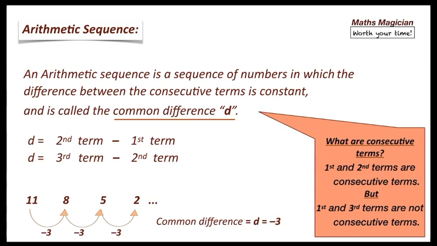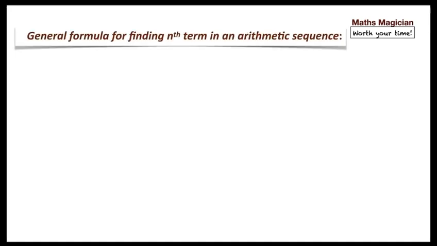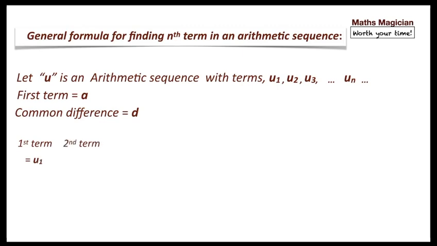If we have to find any random term of arithmetic sequence, we need a formula. So let's go to next slide and find it. General formula for finding nth term in an arithmetic sequence. Now this formula is used to find any term in an arithmetic sequence, and we will use it in our next examples. Let U be an arithmetic sequence with terms U1, U2, U3 and so on. Let first term be A. Common difference is D. Let's write the first four terms of the arithmetic sequence.